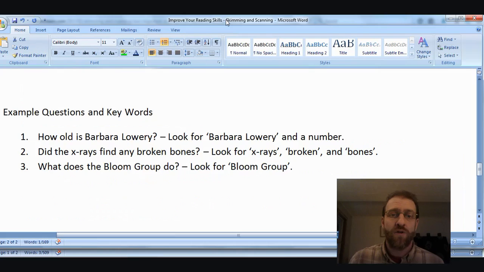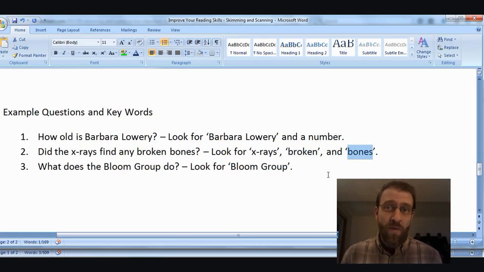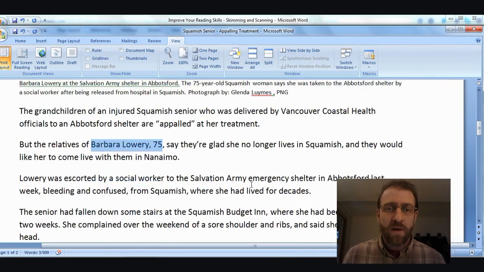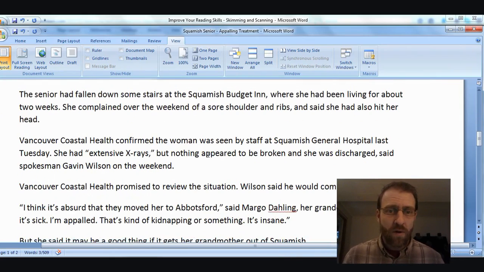Let's look at the next question. Did the X-rays find any broken bones? Okay, the keywords to look for here are X-rays, broken, and bones. Now, of those three keywords, the one that will be the easiest to see is going to be X-rays, simply because of this X. So let's go back to the story and we'll see how quickly we can find it. Scanning through here, so I'm looking, oh, there it is, X-rays. So almost right away, X-rays jumps out.